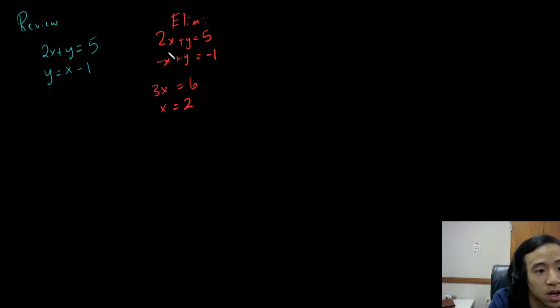Now to get the other variable, you plug x back into one of these. So let's do 2 times x, which is 2, plus y equals 5. 2 times 2 is 4, plus y equals 5. Y is equal to 1. So your answer is 2, 1.